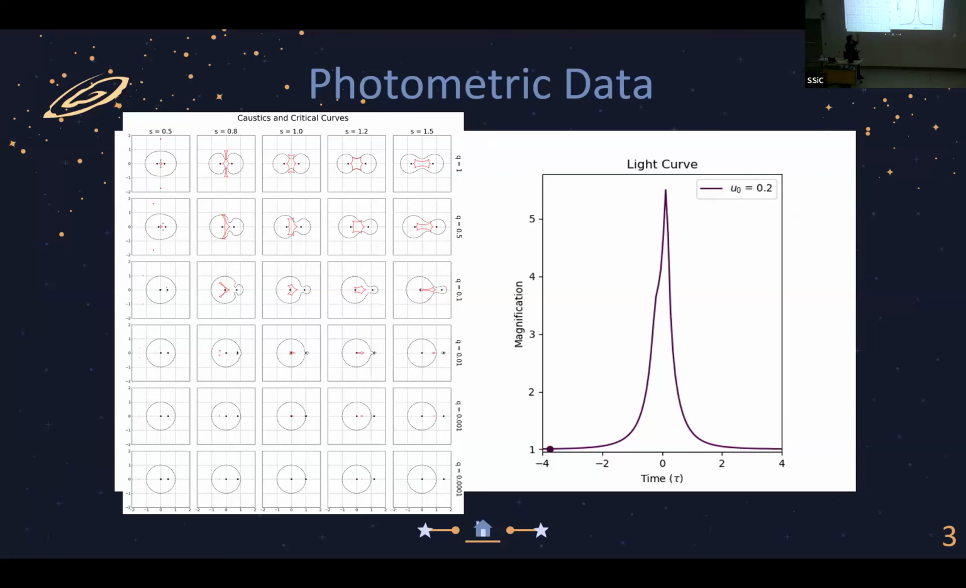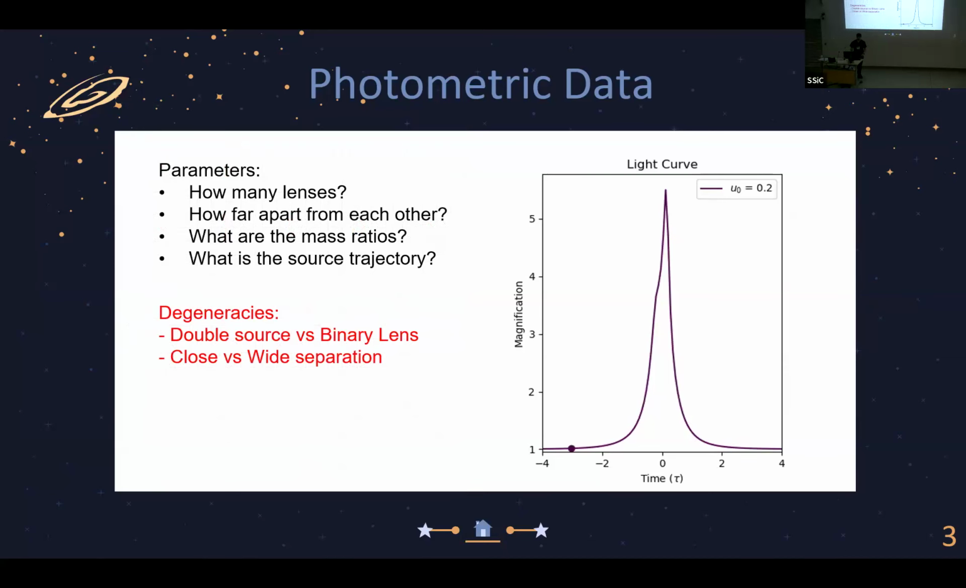And as you can see, different combinations of these parameters give us different shapes. But photometry alone often leaves us with degeneracies. This means that different parameters can give us the same light curves. So some of these examples would be: am I looking at a double source or a binary lens? Or is the second lens inside or outside the Einstein ring? And this is where astrometric microlensing comes in.